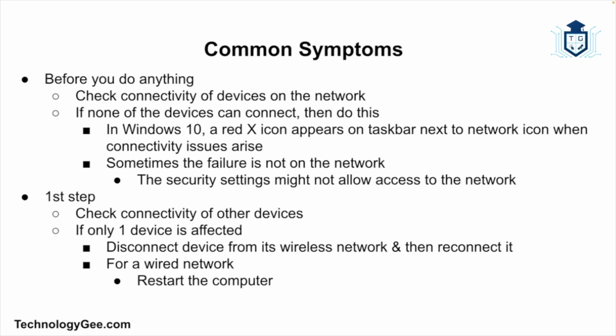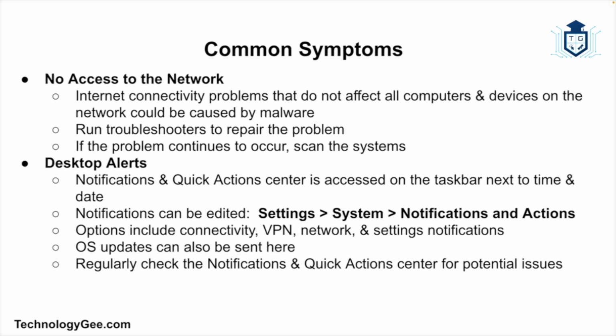ISP's network. The following information is going to describe other security issues that can arise and suggest approaches for repairing them. So be sure that you are familiar with these symptoms for your A+ 220-1102 exam. First one we have is no access to the network. Internet connectivity problems that do not affect all computers and devices on the network could be caused by malware. So you want to run troubleshooters to repair the program. If the problem continues to occur, then go ahead and scan the systems.